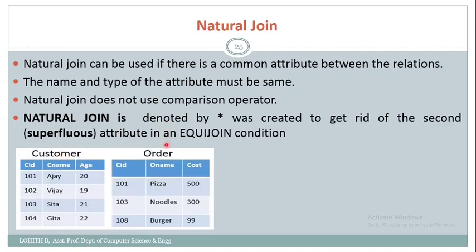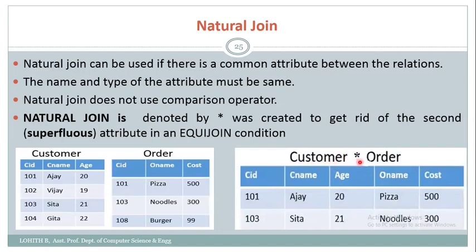Well, let us consider these two relations. We have customer and order relations. In customer, we have customer ID, customer name and age. In the order relation, we have customer ID, order name and cost. Yes, the guideline for the natural join is that there should be a common attribute between the relations. You can see here we have the common attribute CID and CID. Even the name and the type of this attribute are the same. So let me check my resultant relation. Yes, after performing this natural join, just look at the notation of the natural join. It's the asterisk. And the resultant relation looks like this, and in this we don't have any superfluous attribute, that is, we don't have the second attribute of CID.